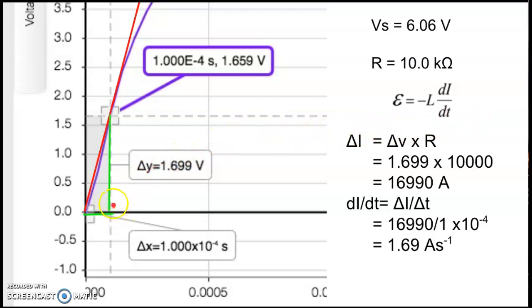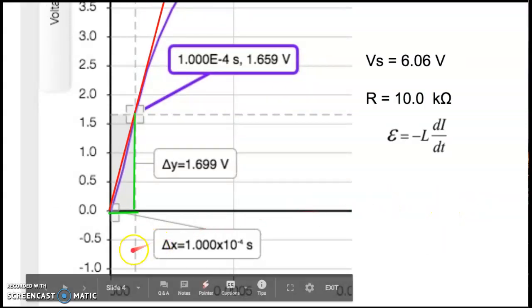First thing is to get that change in voltage converted into current. Because the voltage was measured across a 10 kilo ohm resistor in the circuit, then we can work out the current by V = IR, with the change in current being the change in voltage, which is 1.699, divided by 10,000 ohms. So that gives us a massive 16,999 amps of change. Now that happens in a tenth of a millisecond.